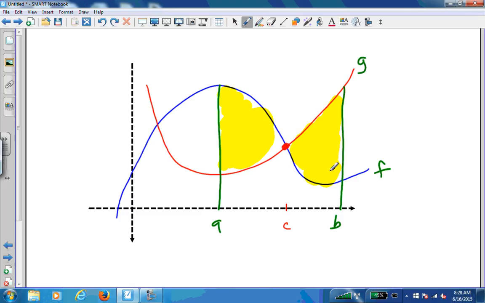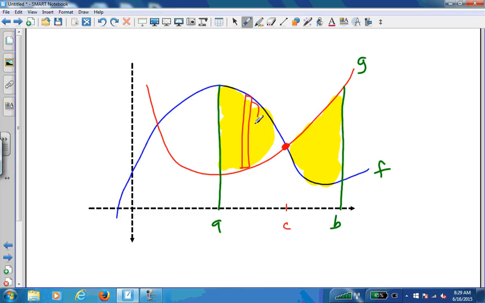So they swap. So we can't just do from a to b f minus g, because f minus g here would be positive. You think about a sample element. You take your larger minus your smaller, you're going to get a positive. But here, if you do f minus g, you're going to take a small number minus a large number, and you get negative. So what we have to do is we have to break this up into two different intervals.